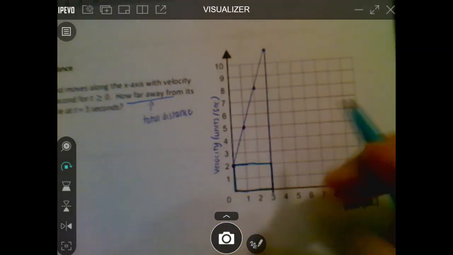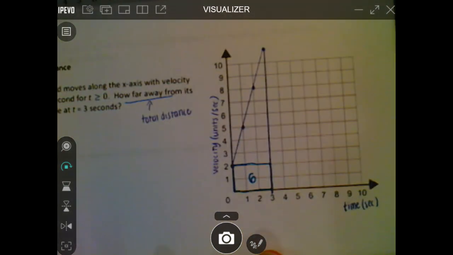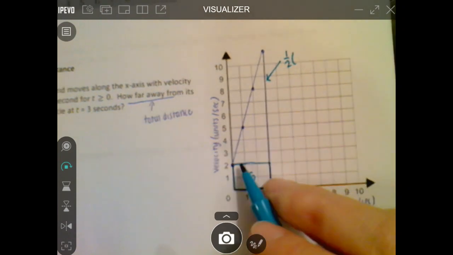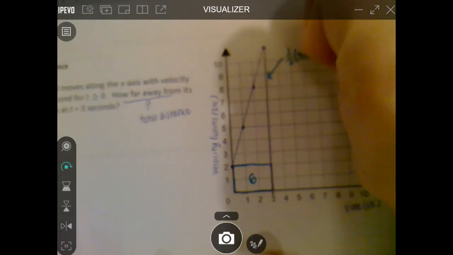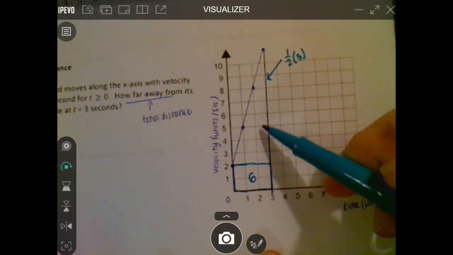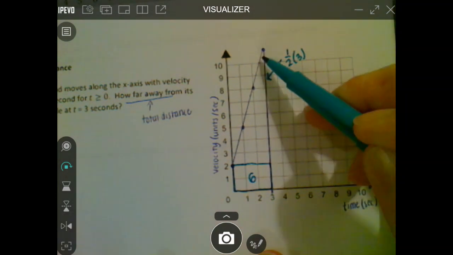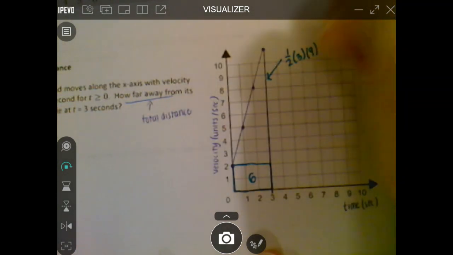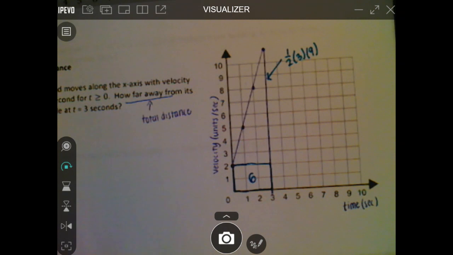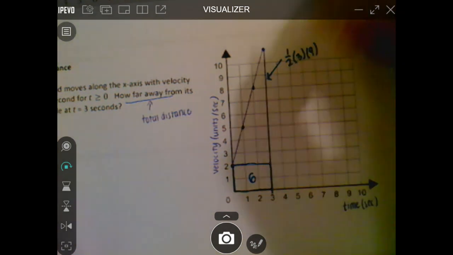My base is 3, my height is 2. So that should give me an area of 6. And then my triangle here is going to be 1/2 the base. So base is going to be 3. And then my height, 1, 2, 3, 4, 5, 6, 7, 8, 9. So that's going to give me half of 3 times 9. So half of 27 should give me an area of 13.5.